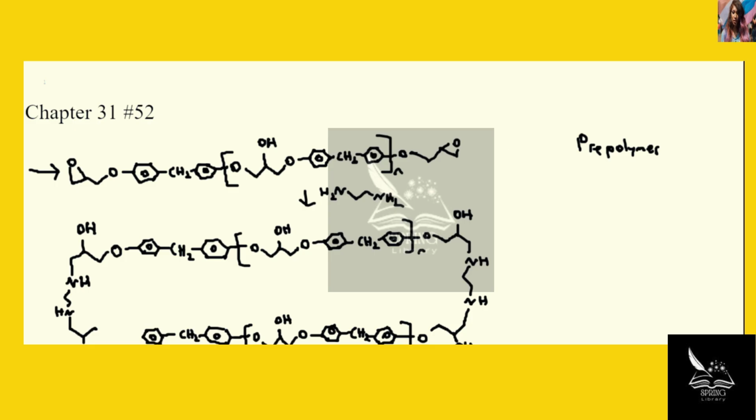Okay. So there we go. Right. So it's just the prepolymers linked to one another by the diamines. The nitrogens acted as nucleophiles to open the epoxides and to form this large epoxy resin. And so that's the answer to chapter 31, problem number 52.